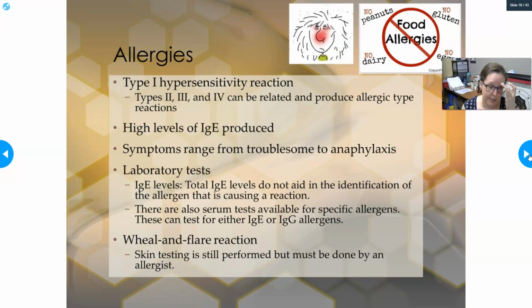The wheal and flare reaction is the skin testing. It has to be done by an allergist. This is often done for allergies to different grasses and pollens and cockroaches and things like that. You could technically see if you're allergic to certain foods that way too, but usually blood testing has become more standard here.